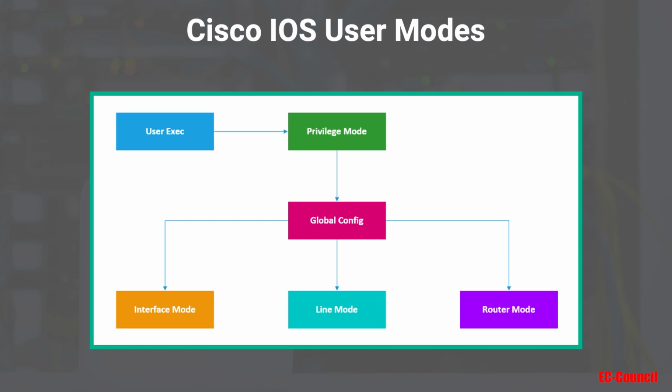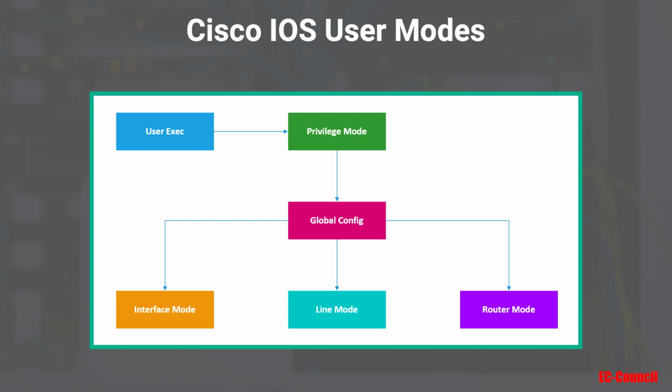There's interface mode that will allow you to configure IP addresses and additional configurations on each of the interfaces of a router or on a switch. There's also line mode that will allow you to make configurations and changes to the console port, the auxiliary port, and your VTY lines, which is your virtual terminal lines that are used for remote access.